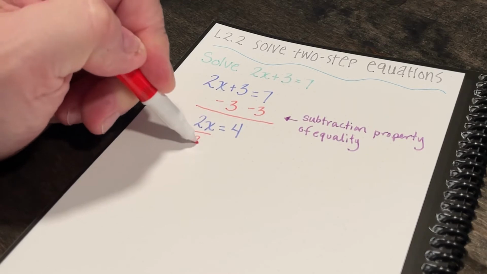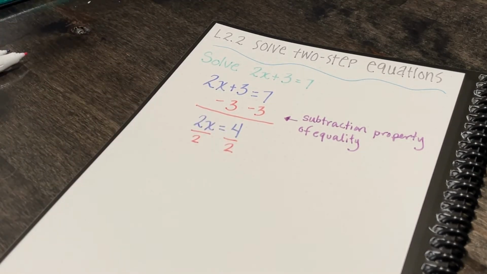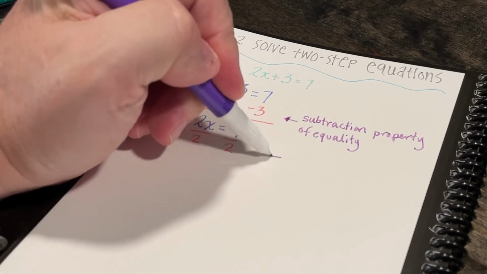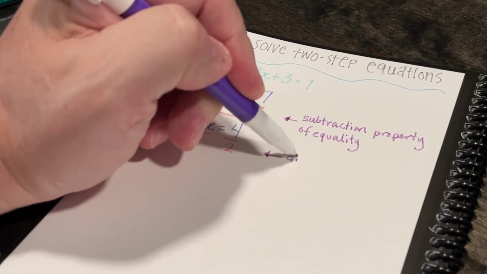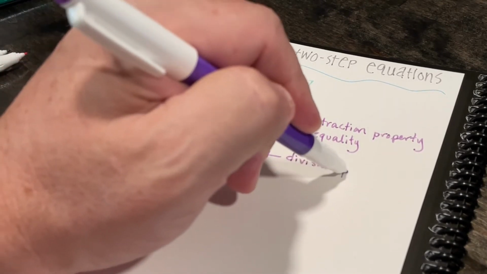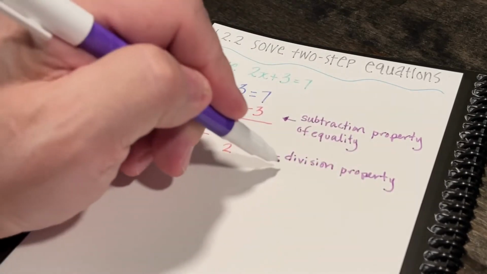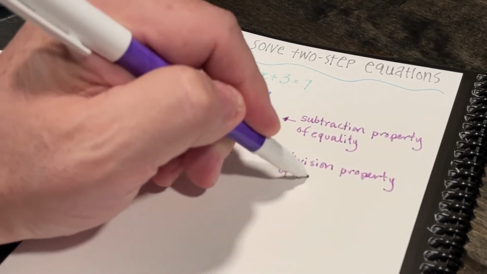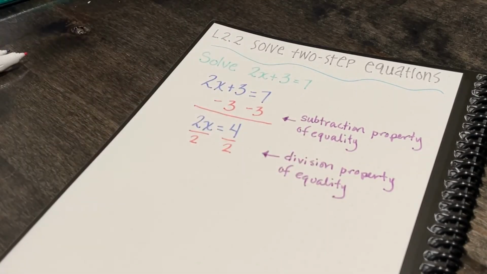Now I'm going to divide both sides of my equation by the coefficient of x, which is 2. And when I do that on both sides of the equation, I'm using the division property of equality. Similar to the subtraction property of equality, if I divide by a number on one side of the equation and divide by the same number on the other side of the equation, everything will remain balanced, everything will stay equal.